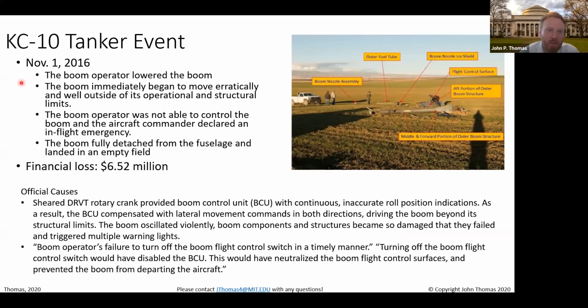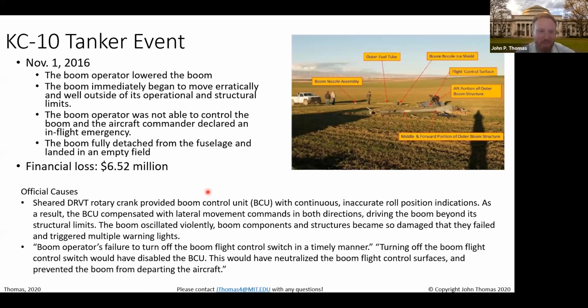The boom operator lowered the boom. The boom immediately began to move erratically, well outside of its structural limits. The boom operator could not regain control no matter what it did. The system continued to oscillate back and forth. They declared an in-flight emergency. This is a massive boom. It weighs tons. The boom fully detached from the fuselage and landed in an empty field. $6.5 million lost. In the official cause report, this sensor provided boom control unit with inaccurate position indications.